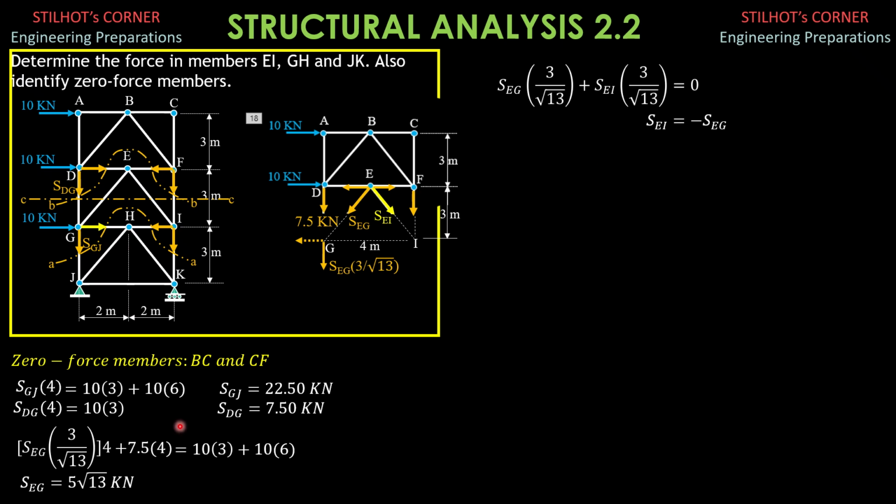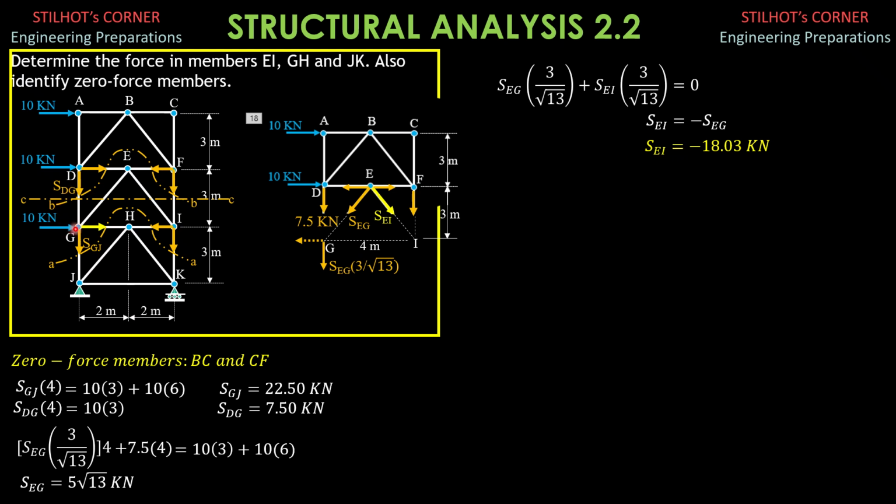Since SEG is 5 square root of 13, let's now express that in decimal. So SEI is negative 5 square root of 13, or negative 18.03 kilonewtons. So it is negative. It means that SEI is a compression member. So that's the answer to SEI.